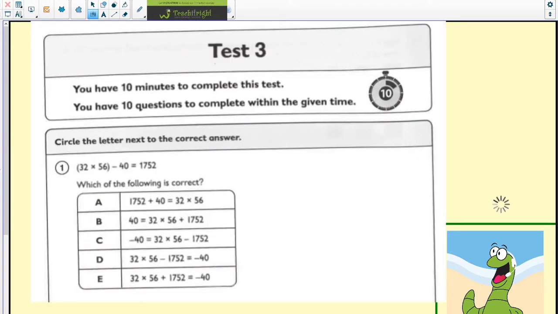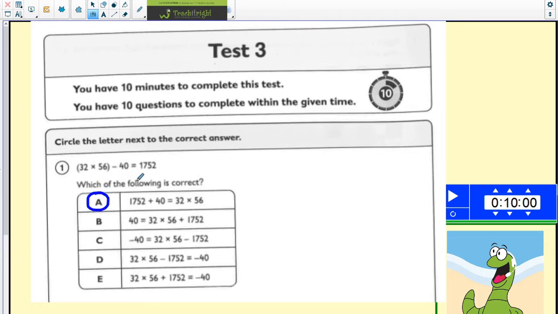Right, let's get started. So, test 3 is the first one we're going to cover, and question 1. Circle the letter next to the correct answer. The correct answer is A, because when we rearrange this equation, if to both sides we were to add 40, we would end up moving this minus 40 and end up with 32 times 56, leaving the 40 behind, equal to 1,752 plus 40. And so by having these two things here, if you look, that is the same thing. They've just swapped it around left and right, and that is equal. So that's your answer for question 1.